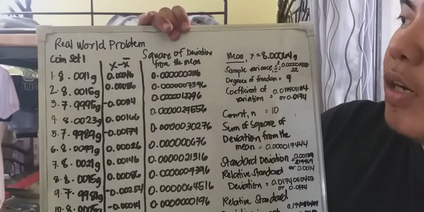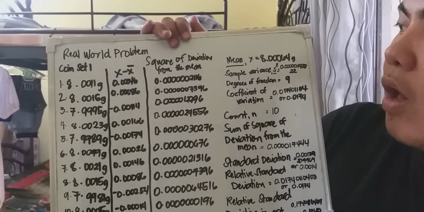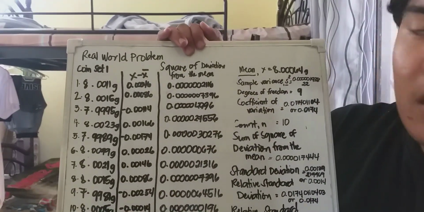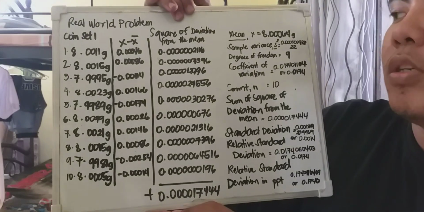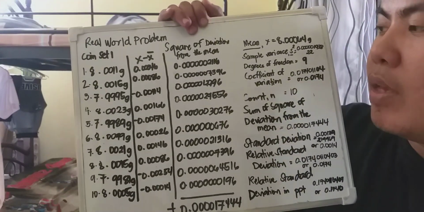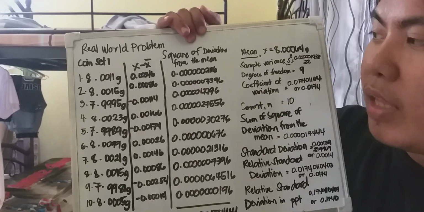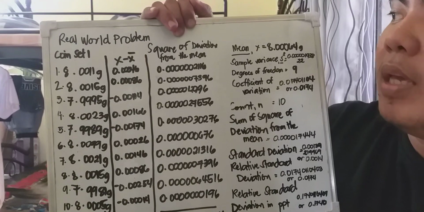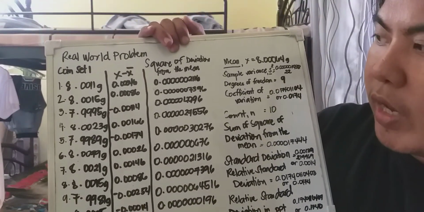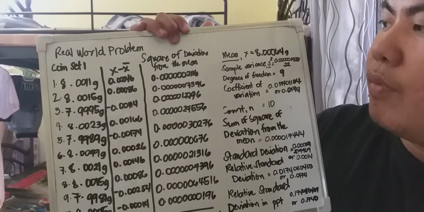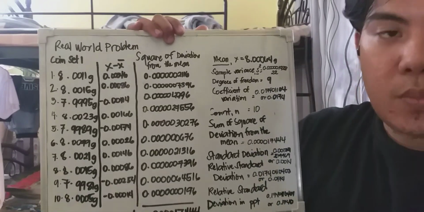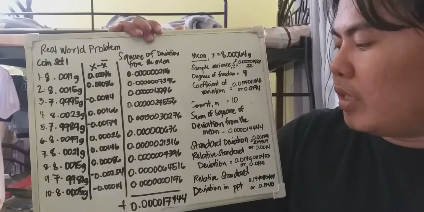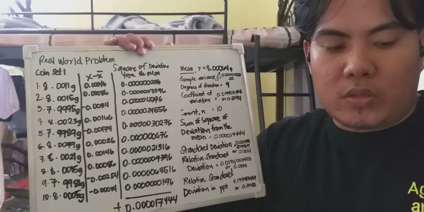So, now you are learning how to get the square of deviation from the mean in a data set. Later on, when your next professors give you a problem like this, you will know how to solve this kind of problem in chemistry. You now know how to solve the square of deviation, the standard deviation, the relative standard deviation, and in ppt as well.